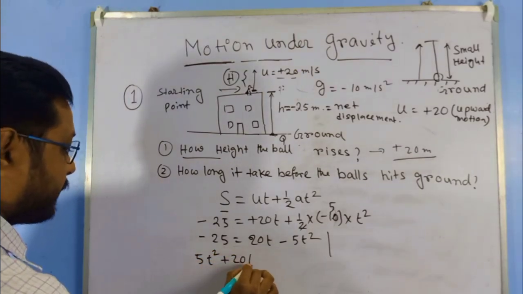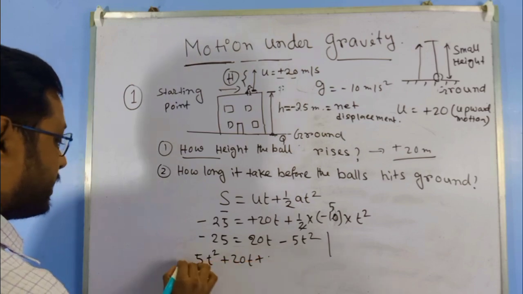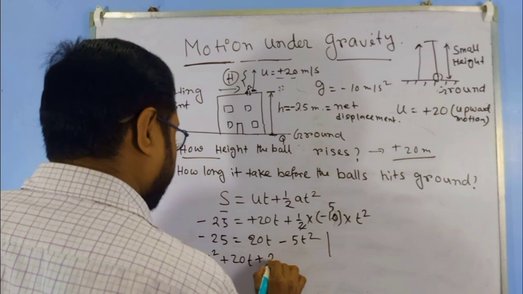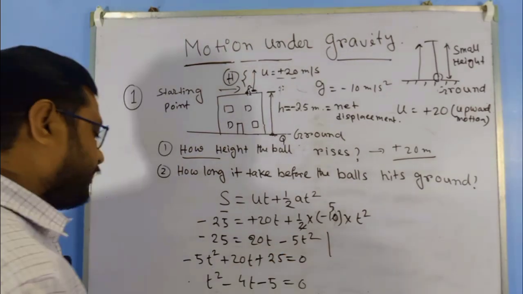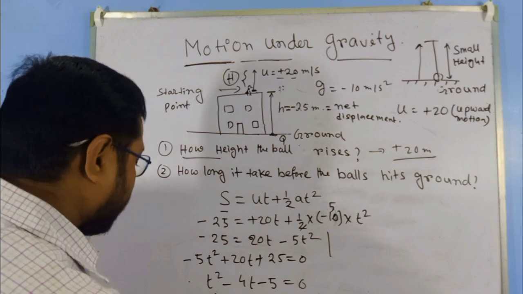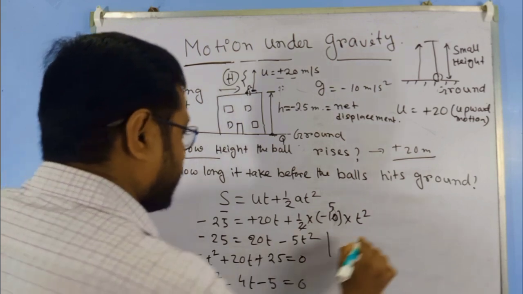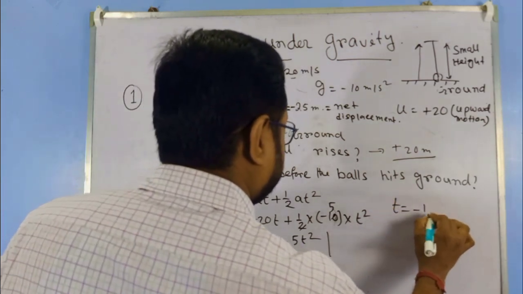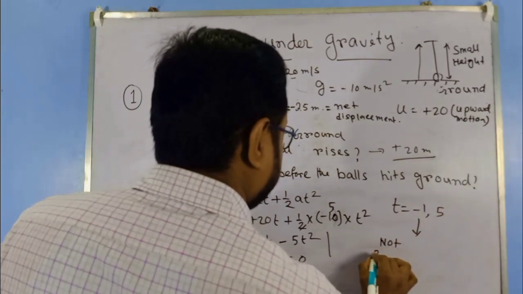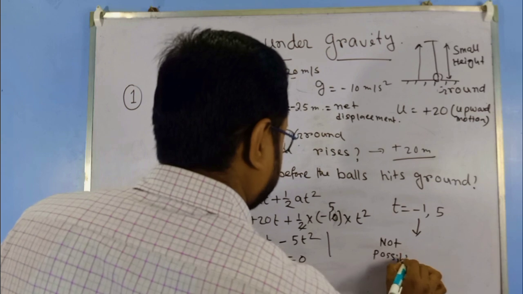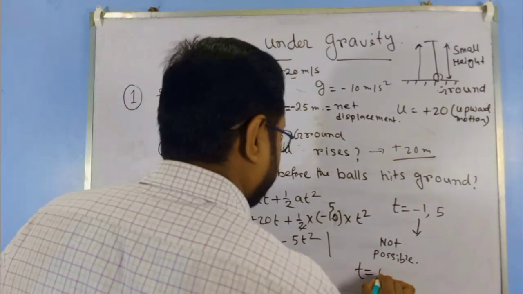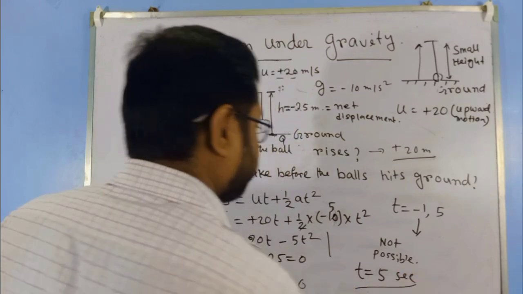So we can write 5t square minus 20t minus 25 equals 0. So we get t plus 1 and t minus 5 equal to 0. So the value of t will be minus 1 and 5, but minus 1 is not possible because time cannot be negative. So we get the value of t equal to 5 seconds.